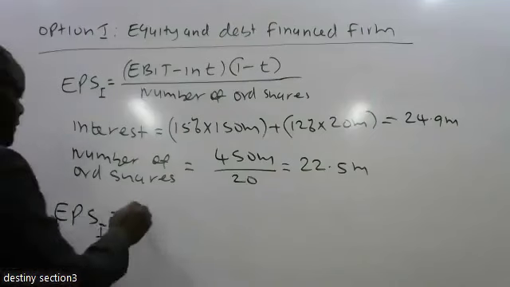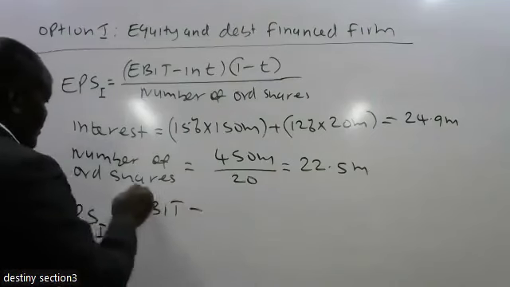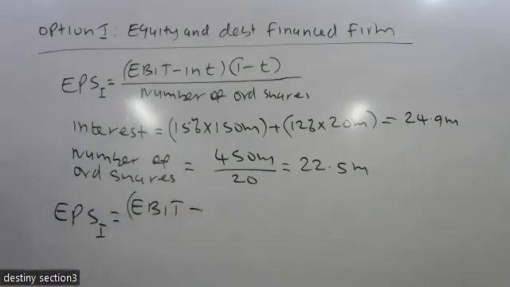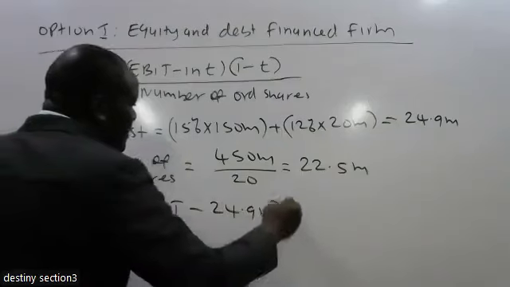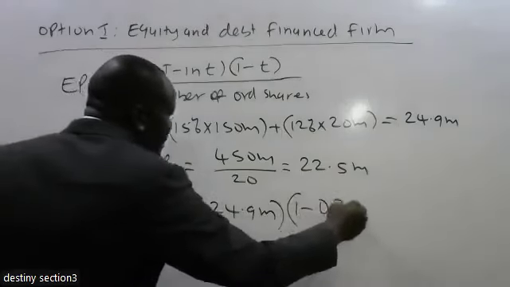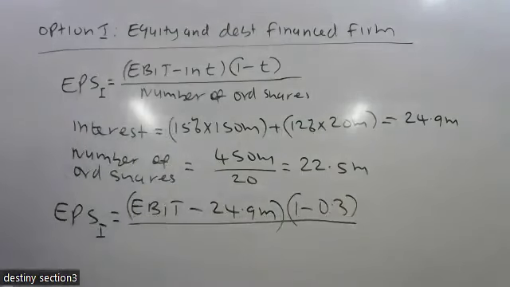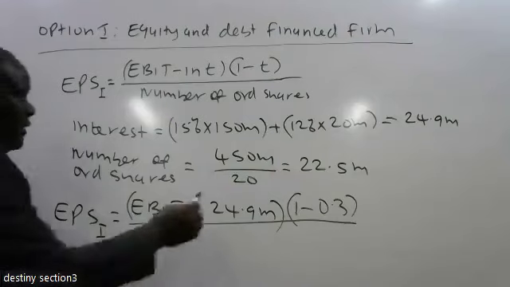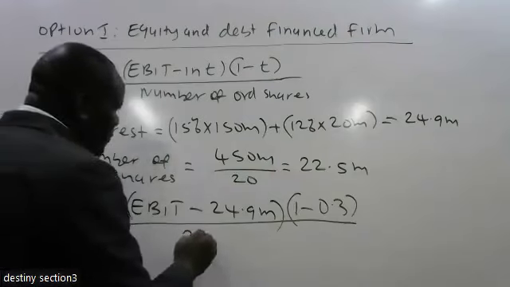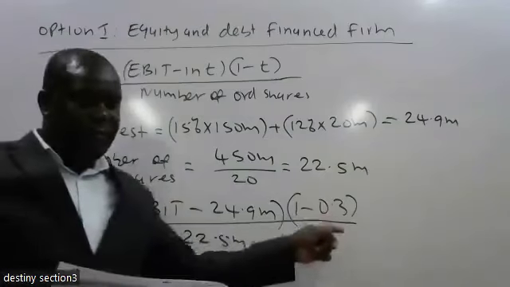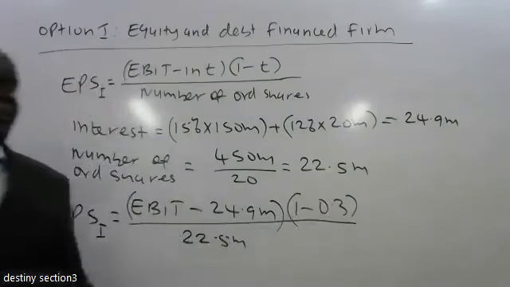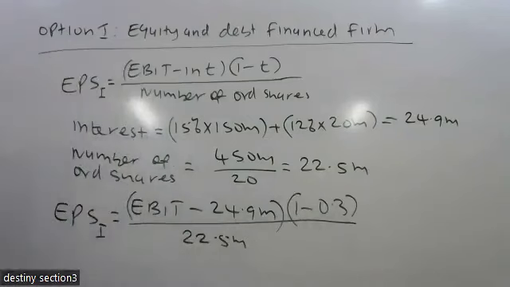So earnings before interest and tax, we don't know it. We are looking for it. It is one of the items we are supposed to find. Then we less interest, which is 24.9 million. Then 1 minus 0.3. We divide by the number of ordinary shares, which is 22.5 million. You can see in the last part of the question, the corporate tax is 30%. That's 0.3.